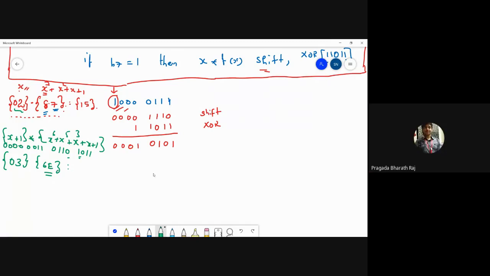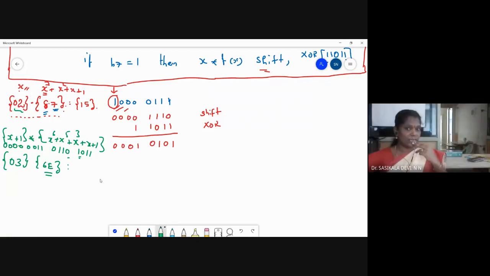E is 1110, ma'am. So 6E is 110 1110. Now this one should be x power 5, x power 3, x squared plus 6, x squared. Is it correct now?